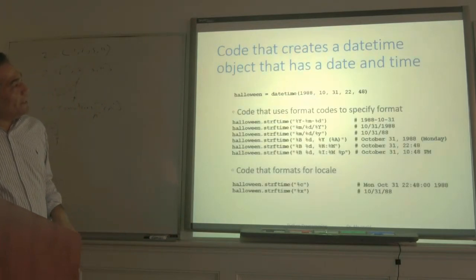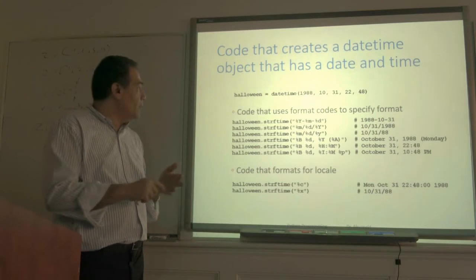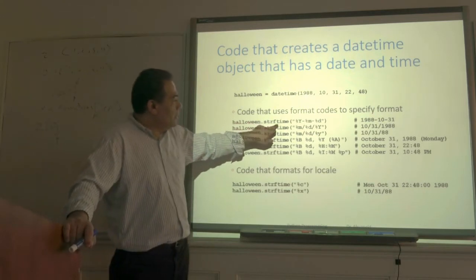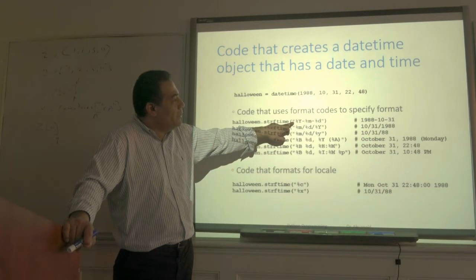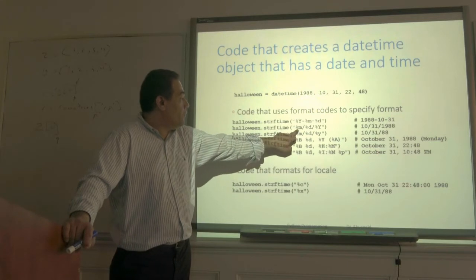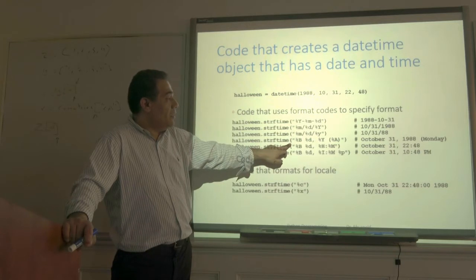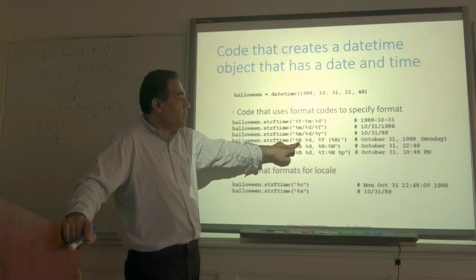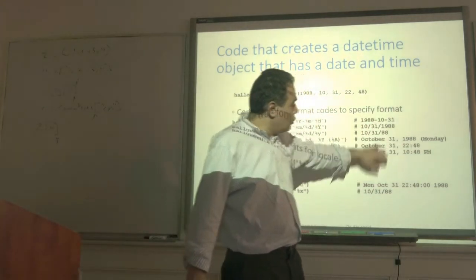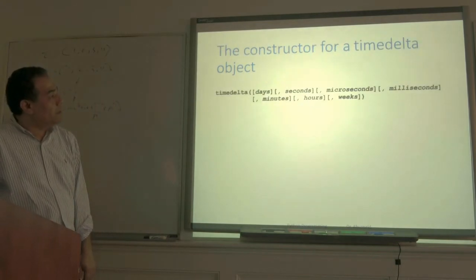Code that creates a datetime object that has a date and time. So you could have date only, time only, or datetime. So in here, Halloween, strptime. In here, I'm having only a date. In here, a date in a different format. In here, a date with the day, so a date, but a different format. This has a day also. So I have so many options to fix my output for the date and time.